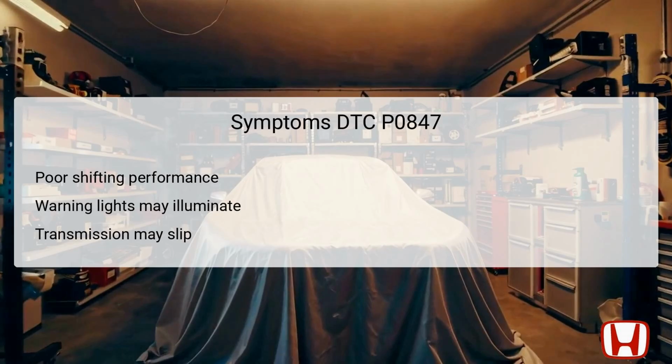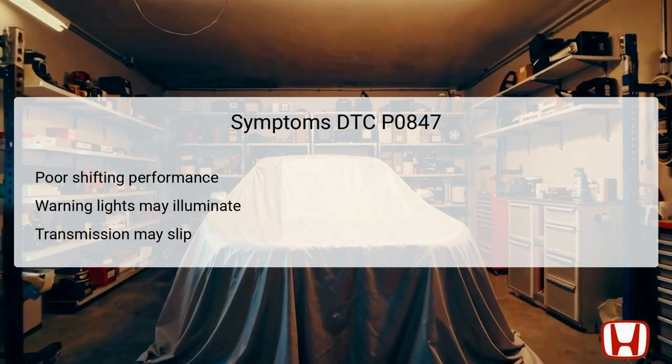When DTC P0847 is triggered, drivers may experience a range of symptoms that indicate potential transmission issues. One of the most common symptoms is poor shifting performance. Drivers may notice that their vehicle has difficulty changing gears smoothly, resulting in hesitation or a jerky ride. Additionally, warning lights on the dashboard may illuminate, prompting the driver to be aware of underlying transmission problems.